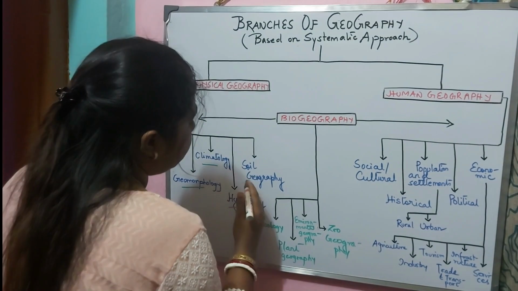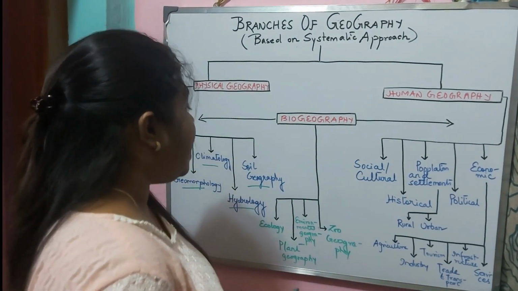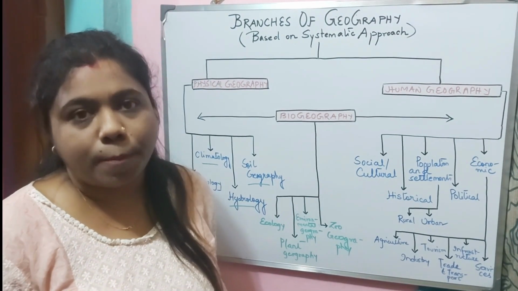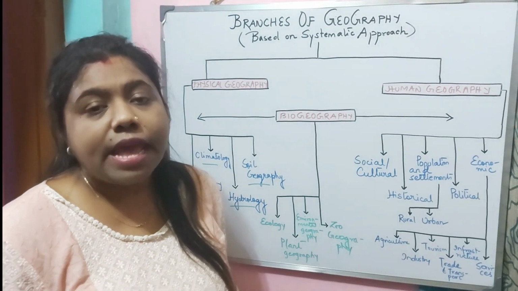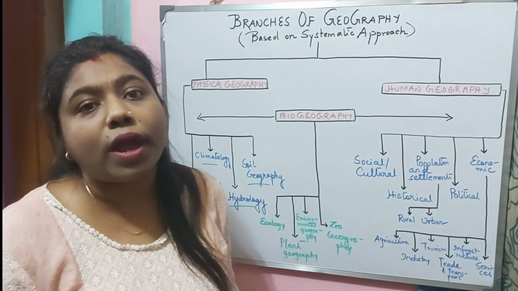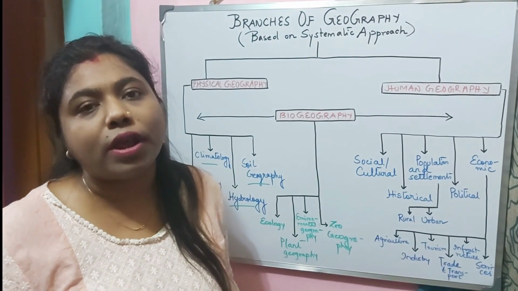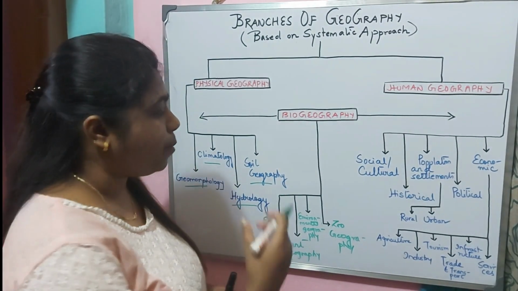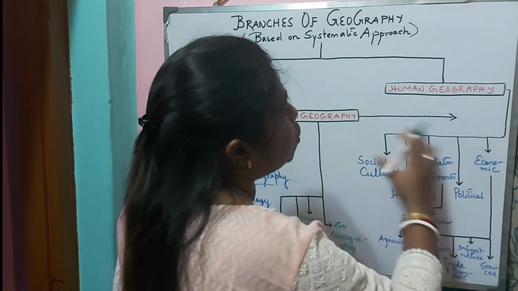What is soil geography? Soil geography is related to soil. That means the process of soil formation, layers of soil, the fertility of the soil, mineral composition of the soil, and different soil types. On the basis of those soil types, how those different soil types are utilized by human beings. Now let us move ahead with human geography.